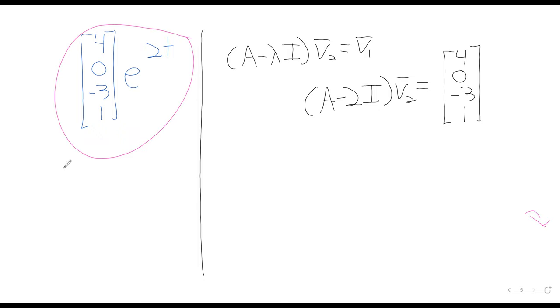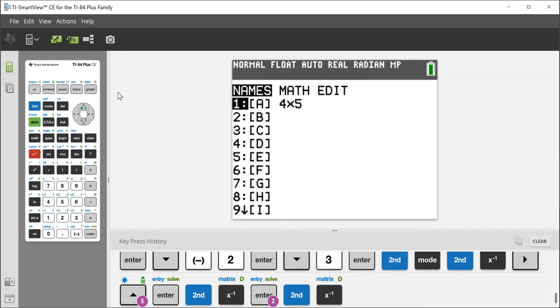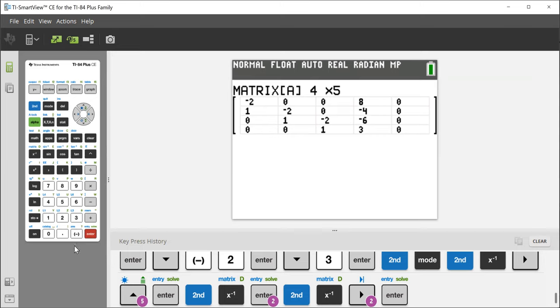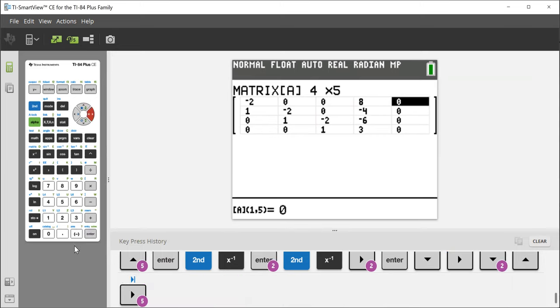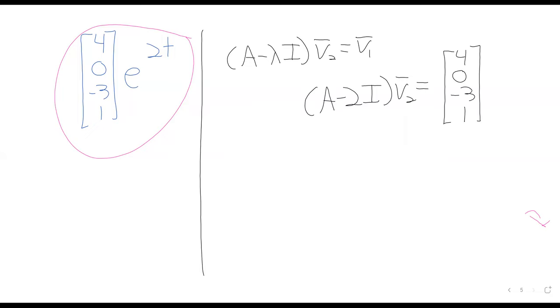So go to our calculator. Our matrix is still mostly what we want it to be, but now instead of having zeros over here, we have v1. So let me remind myself real quick, 4, 0, negative 3, 1.